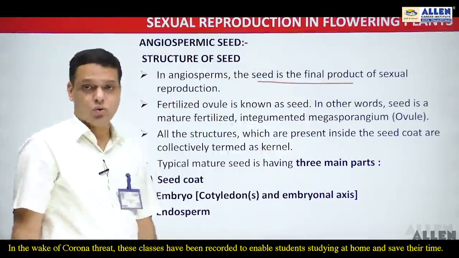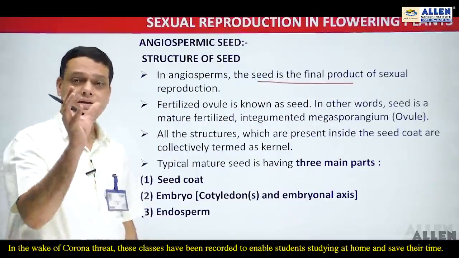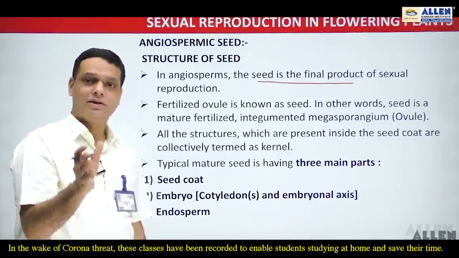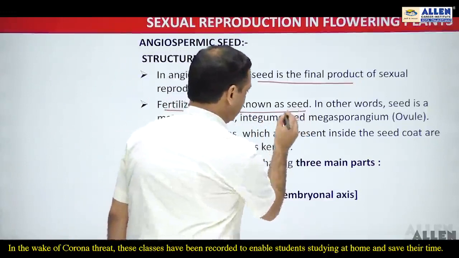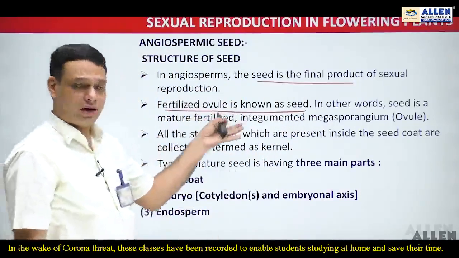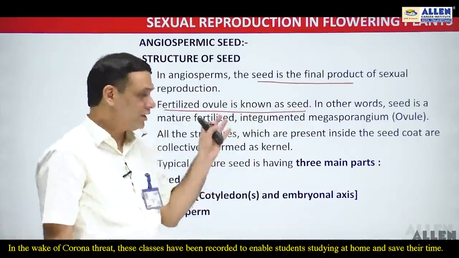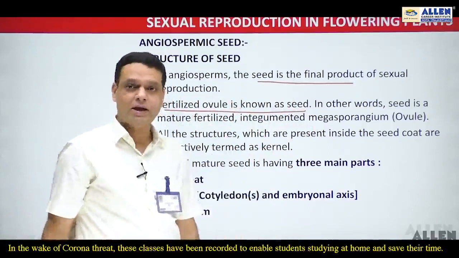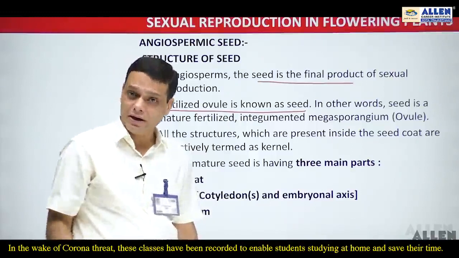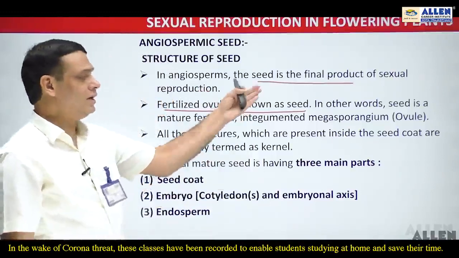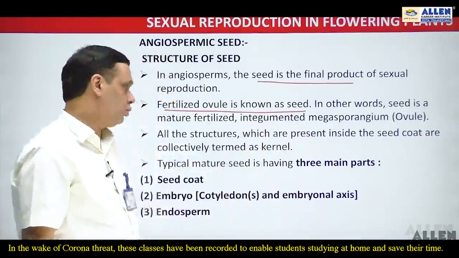Now the fertilized ovule is known as seed. Once the ovule gets fertilized, that fertilized ovule is considered as the seed. Very important line: what is seed? Seed is nothing but the fertilized ovule. In other words, we can say that seed is a mature fertilized integumented megasporangium, because we consider that ovule is an integumented megasporangium. So we also say that seed is a mature fertilized integumented megasporangium.